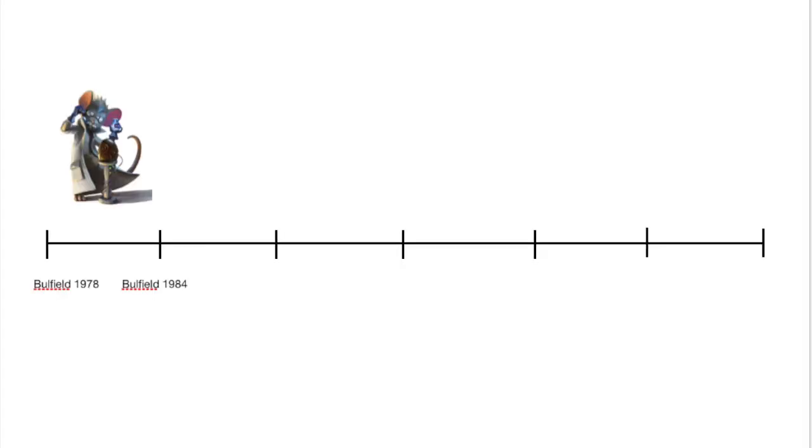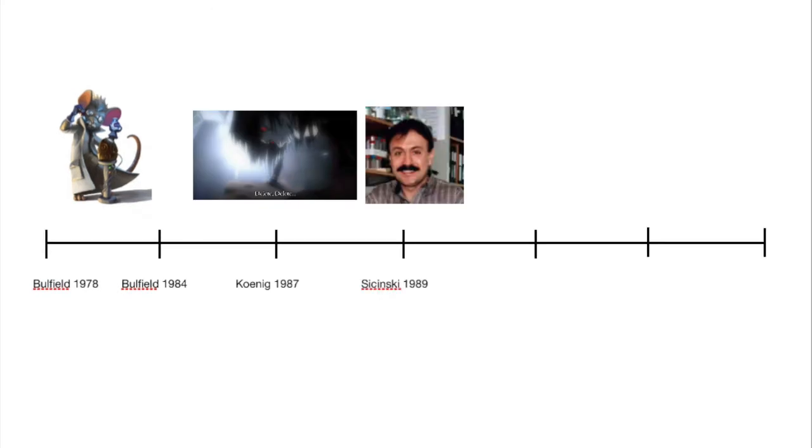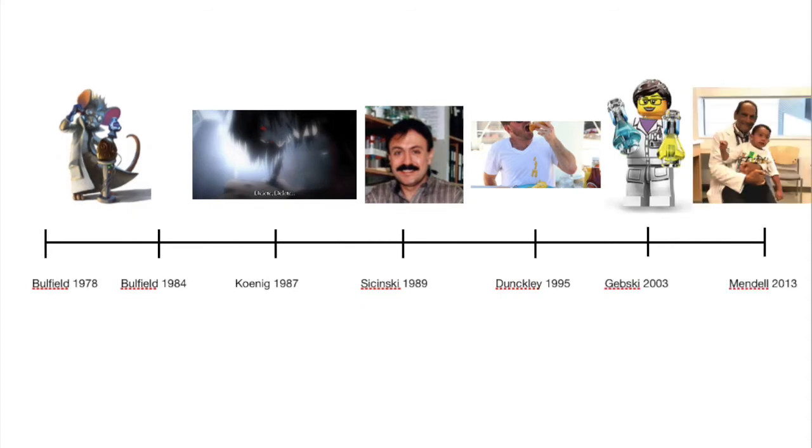We have observed 7 experiments over the past 50 years that give valuable insight on exon skipping technology in the treatment of Duchenne muscular dystrophy, also known as DMD. The works we have identified begin with Bullfield in 1978 and 84, to Koenig in 87, Sicinski in 89, Dunkley in 95, Sepsky in 2003, and Mendel in 2013.